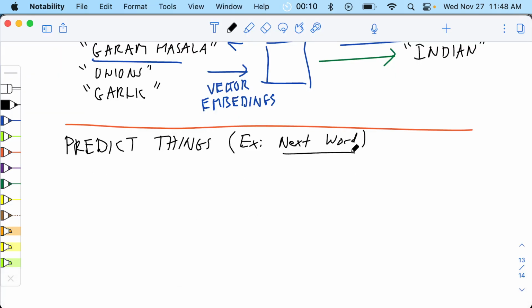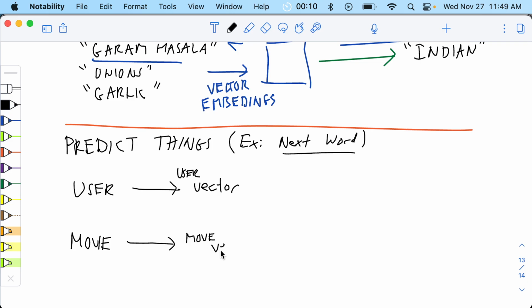So predict things. Example, next word. Another thing that you could predict is the other project for the final project, which is you could predict the scores of a movie. So your user could be a vector, a user vector, and a movie is a vector, a movie vector. You could have some algorithm for combining these two vectors together, and you could output what you think the predicted score is. Predict score of movie-user pair.